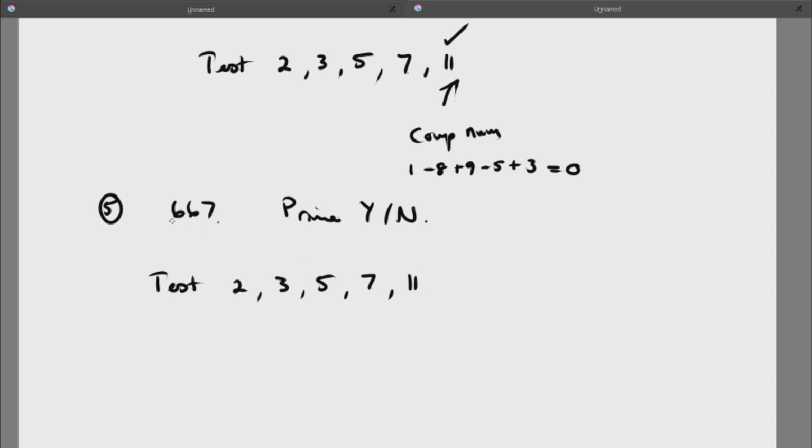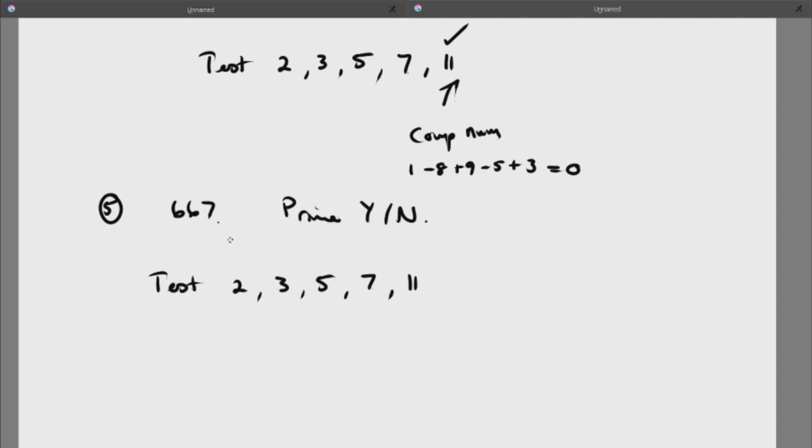Divisible by 7? I just do it. 7 goes into 66 9 times with 3 left over, leaving 37. No. Next one is 11. Comparison number is 7 minus 6 plus 6 is 7. That's not going to work.